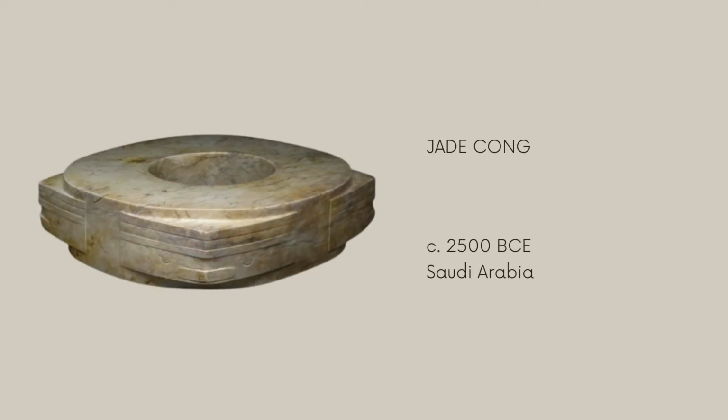This next piece takes us all the way to China. It's made of jade and is called a Kong. Along the outside, there are symbols and images carved into the hard stone. Kongs have been found in graves and are believed to have served some sort of ritual purpose. However, we have yet to find sufficient evidence to tell us exactly what that purpose was.